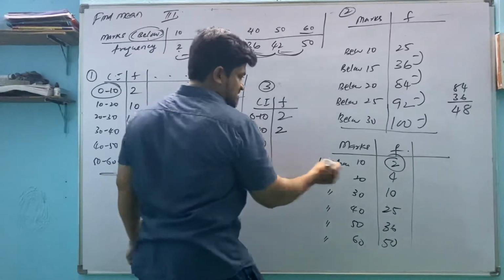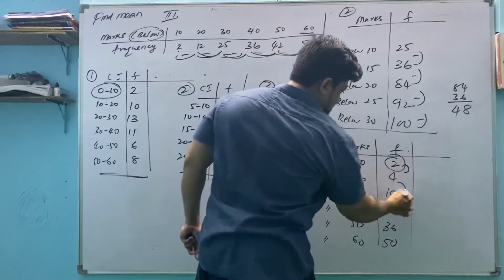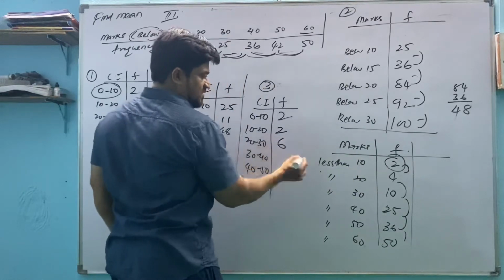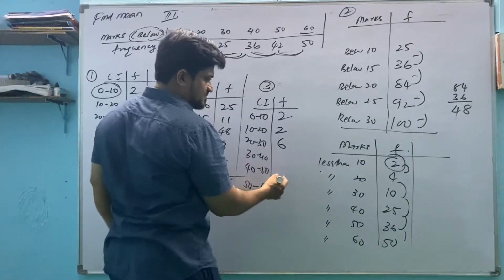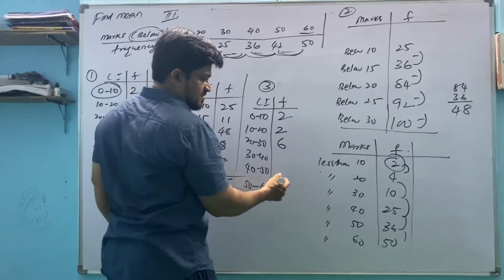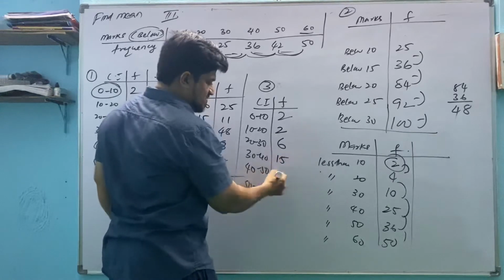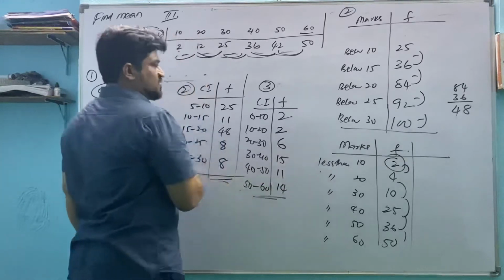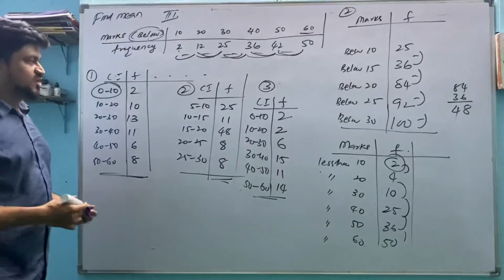10 minus 6, subtracting these values, 10 minus 4, 6, 25 minus 10, 15, 36 minus 25, 11, 50 minus 36 is 14. So these are the questions which we need to remember.